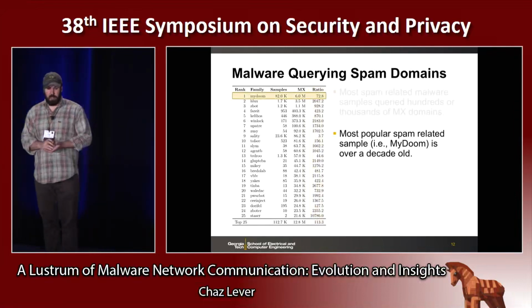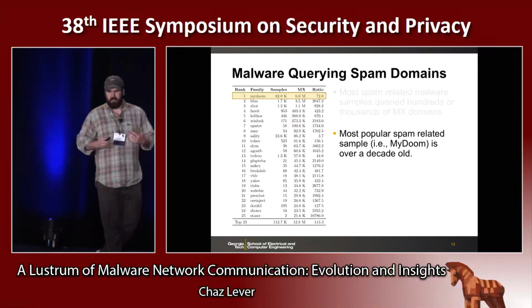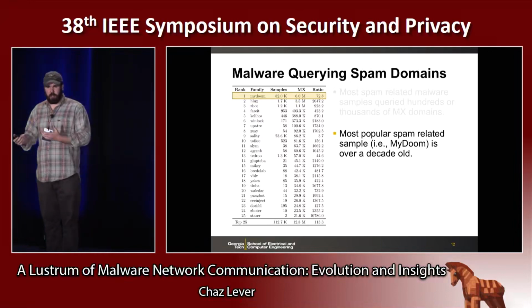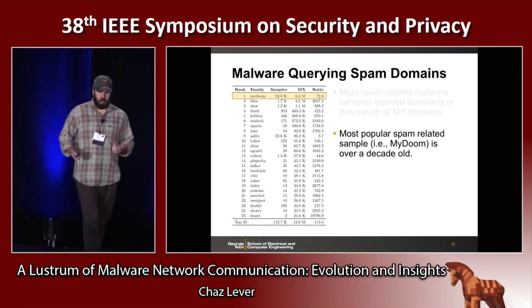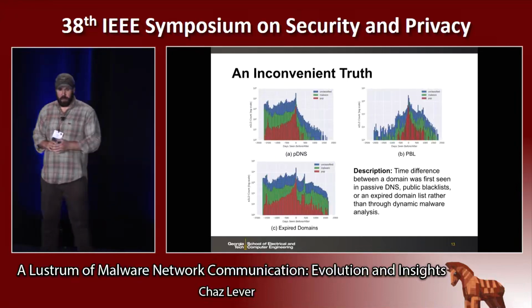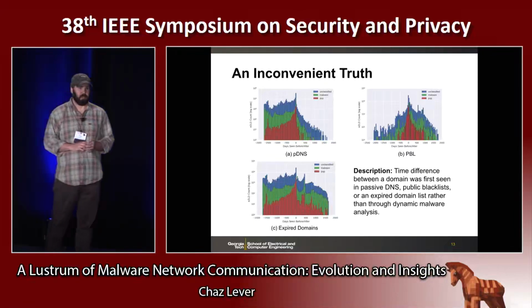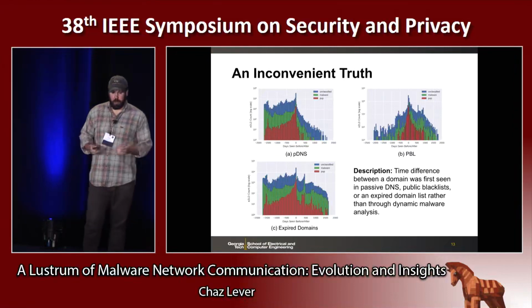But also, the most popular spam-related sample that we saw was over a decade old, which is an interesting result in and of itself, because this suggests that we're not doing a very good job, or these things are still proliferating on the internet despite knowing about them and having safeguards to protect against them. So this plot right here is one of the more interesting plots, and we spent a long time looking at this, trying to make sense of why some of the things we saw here were the case.